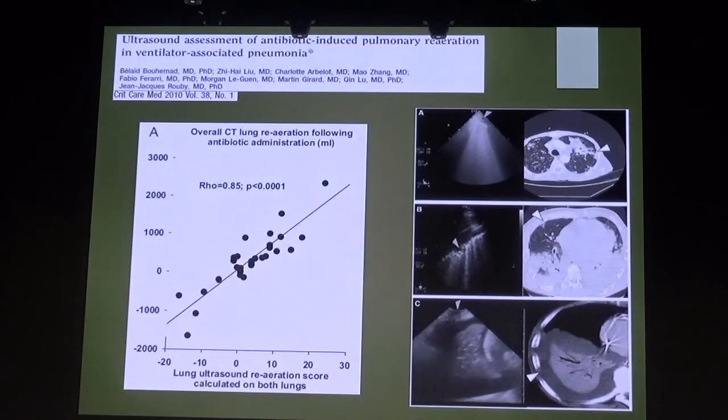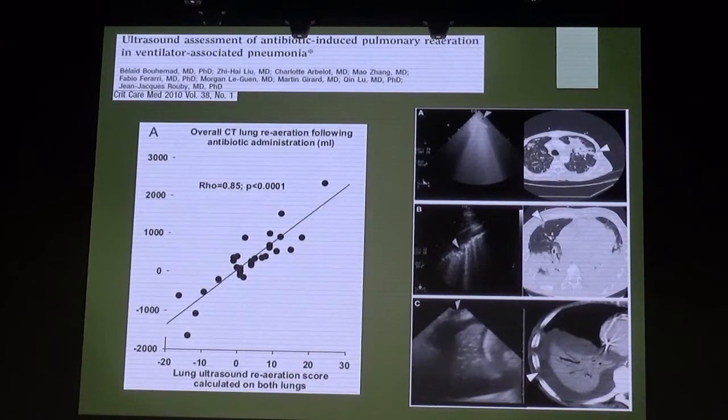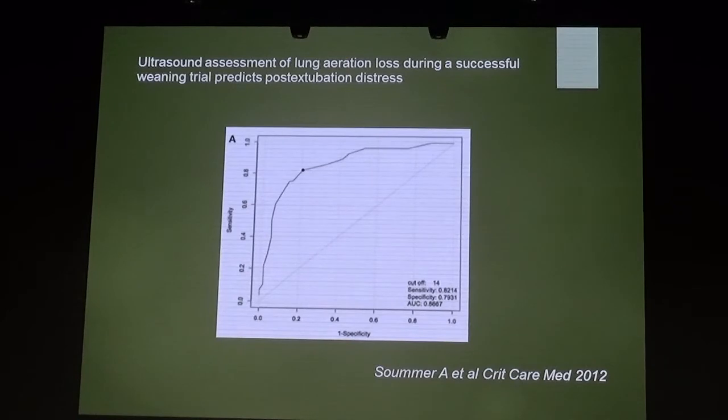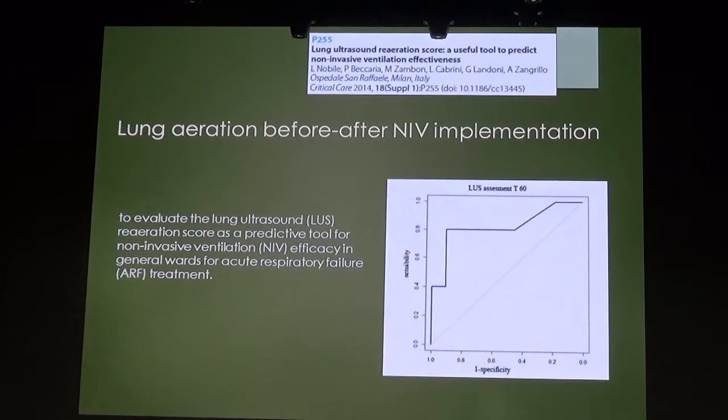And the score has been validated, for example, to assess reaeration in ventilator-associated pneumonia, always compared to CT scan, and, for example, assessing the lung aeration loss during a successful weaning trial could predict post-extubation distress. Here I show you some data that are not yet published. It's just an abstract form where we try to assess reaeration during non-invasive ventilation.